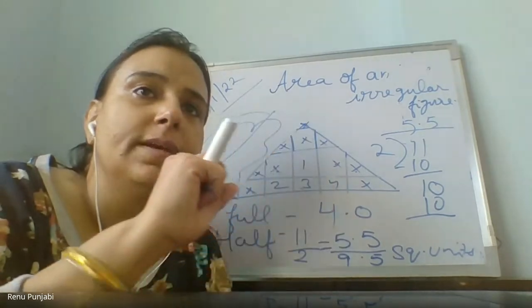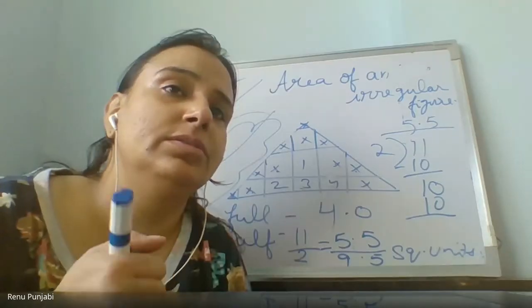Ma'am, can you see my shape? What is the area, Yug? Ma'am, the full squares are 10, half squares are 7. So 7 divided by 2 is equal to 3.5 and the area is 13.5. Very good. Yes, Kavisha.